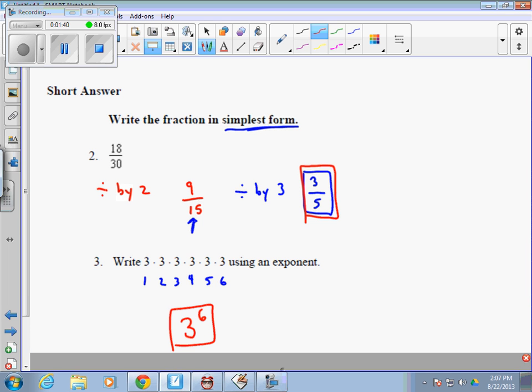Number 3 says write 3 times itself 6 times using an exponent. Count them up to make sure you don't make a mistake. 3 would be your base in this case, and that's what we have written here. 3 as the base and 6 as the exponent. So 3 to the 6th power.